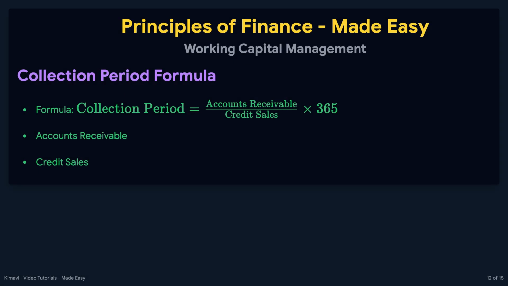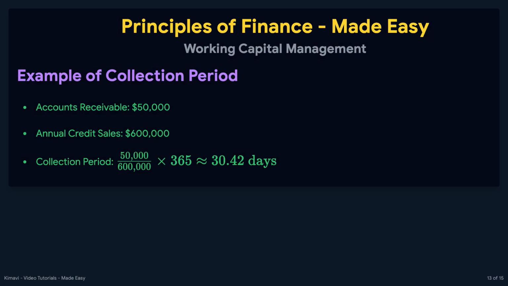The collection period is calculated using the formula collection period equals accounts receivable divided by credit sales times 365. This formula helps in understanding the average number of days it takes to collect receivables. For example, a company has accounts receivable of $50,000 and annual credit sales of $600,000. The collection period is calculated as 50,000 divided by 600,000 times 365, which is approximately 30.42 days. This means it takes the company, on average, about 30 days to collect payments from its customers.